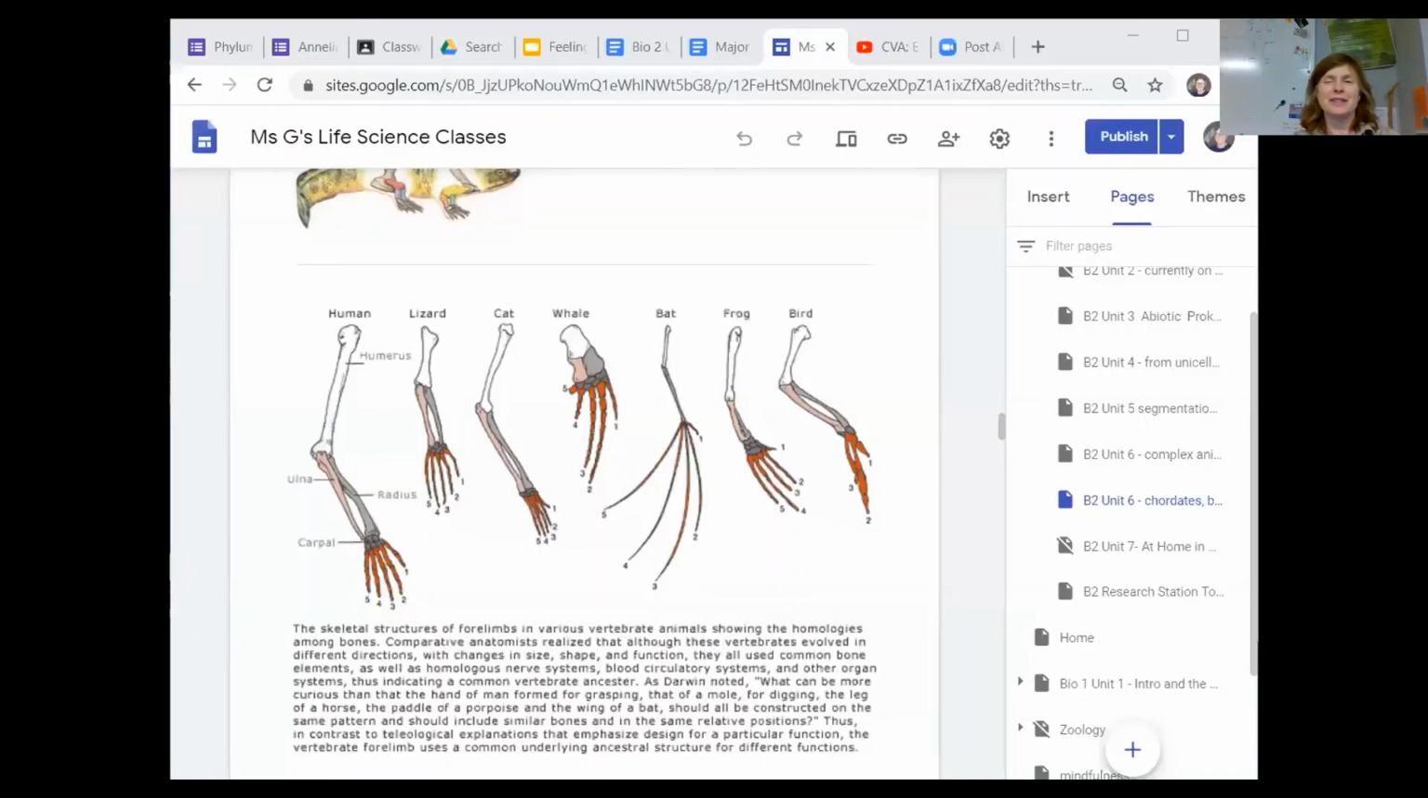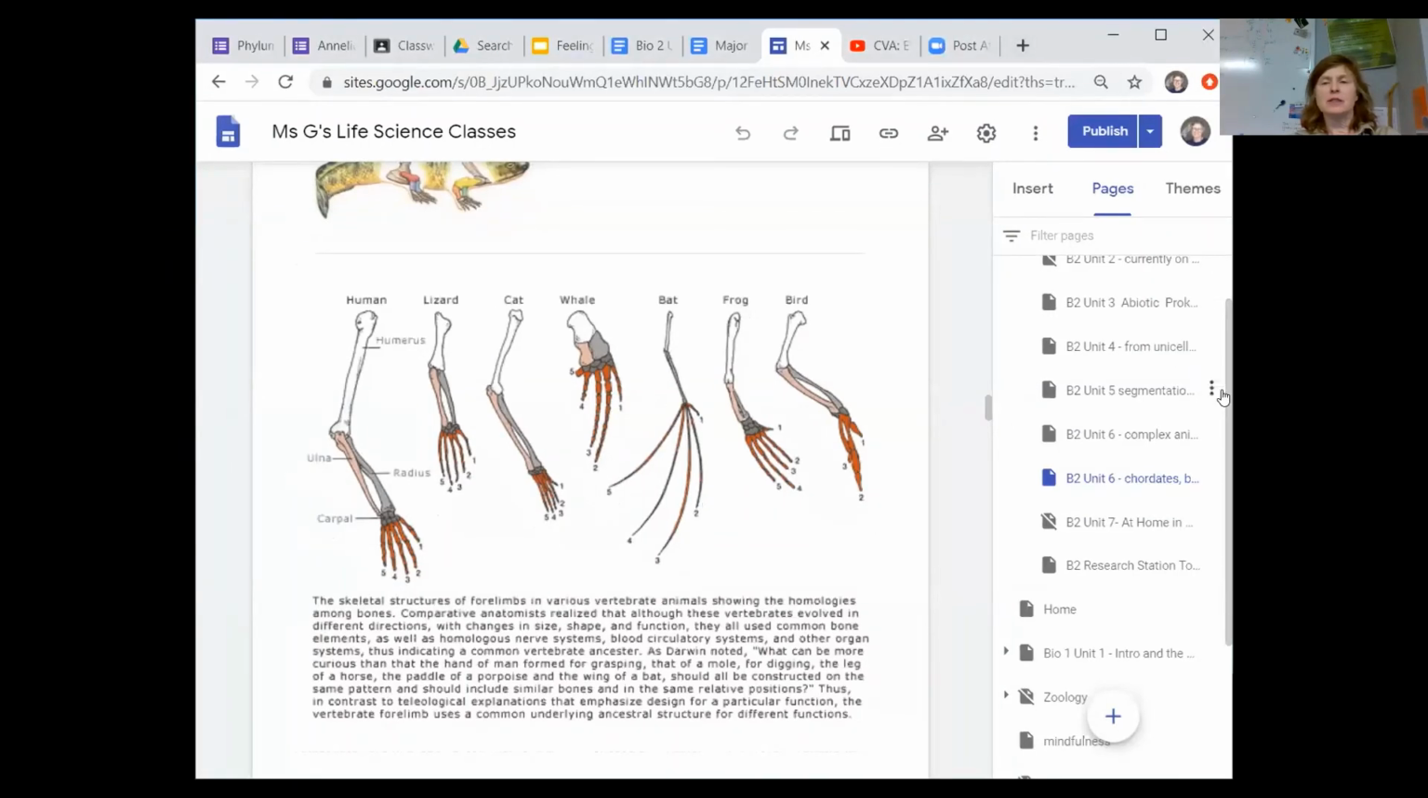And then one more place to look at segmentation and it taking different forms in different species is if we were to look at arms. So I'm going to take you to this.